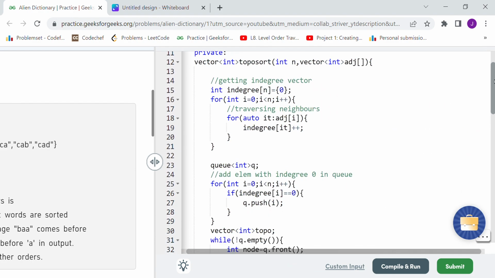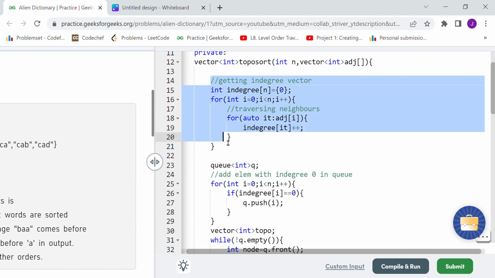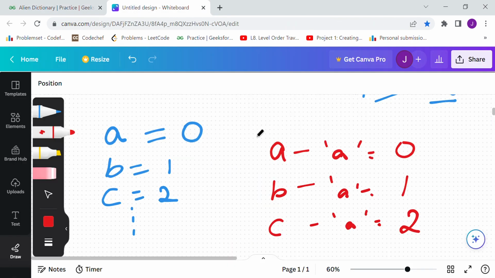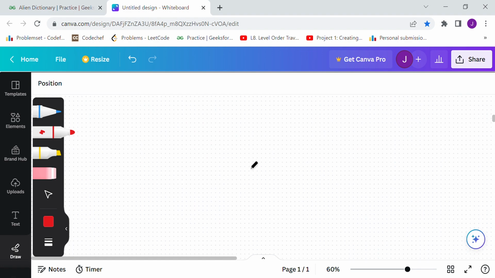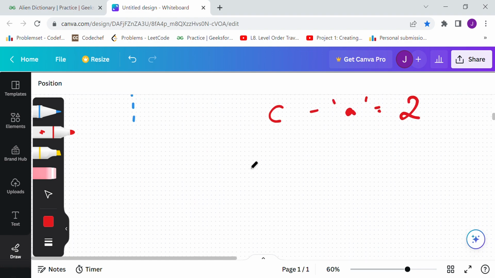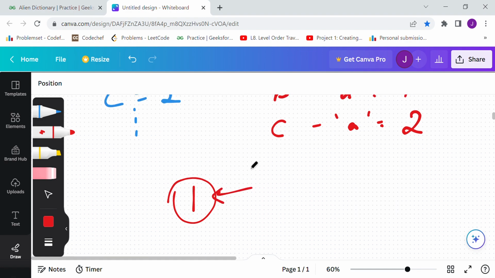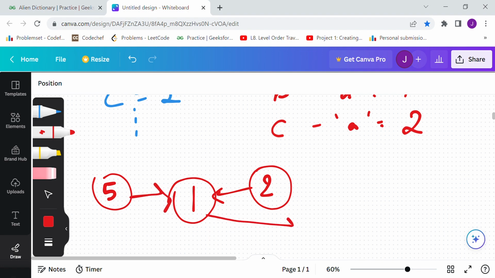So this is the code. We are getting the in degree vector. I hope you know what is an in degree vector. What is the meaning of in degree? In degree means the number of edges incoming to that particular node. For example, if I have this one, this is connected to this two. I have one more 5 which is connected to this, and one more edge which goes from 3 till 1. So can you tell me what is the in degree of 1?